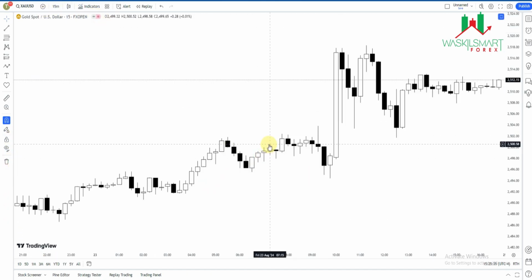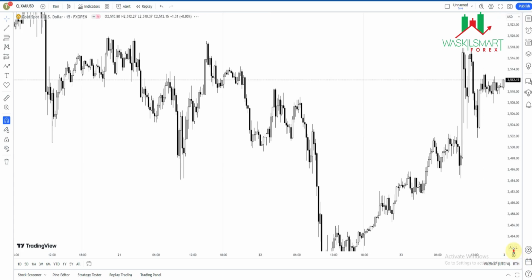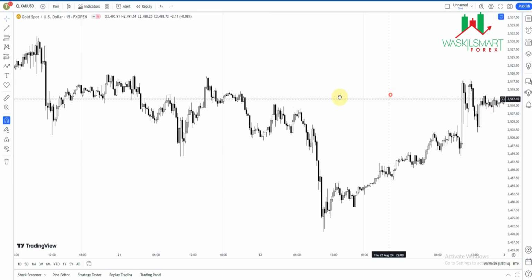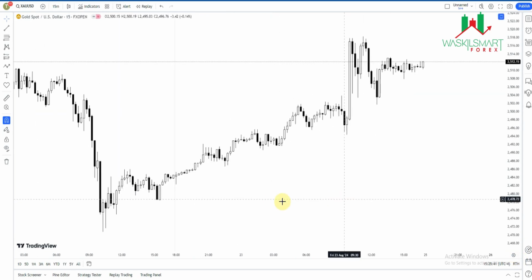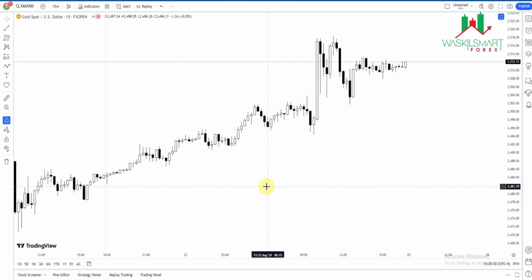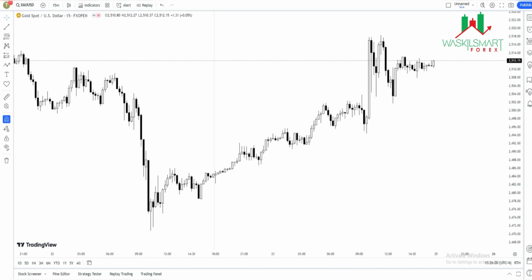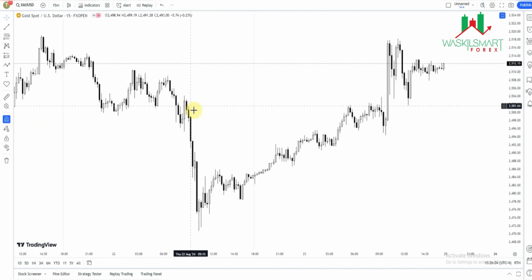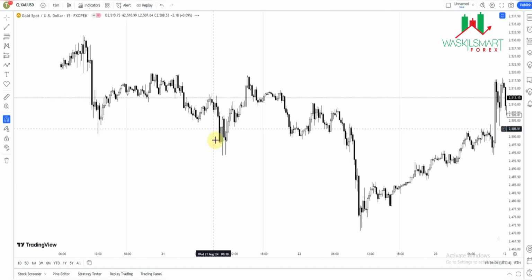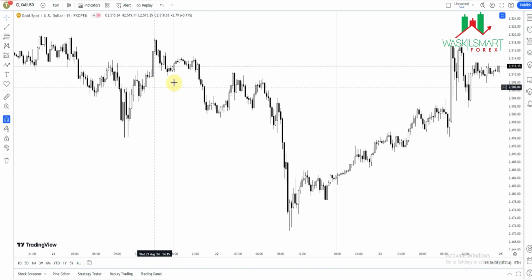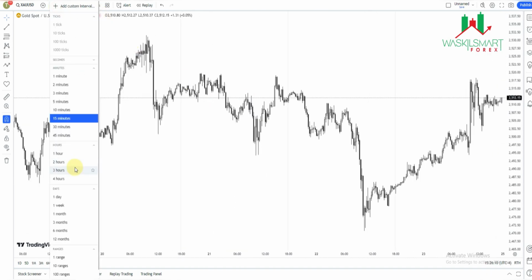Now this is gold here, 15-minute chart. Let's get started. Looking at the whole chart, I like starting from the daily, 4 hours, then 1 hour.